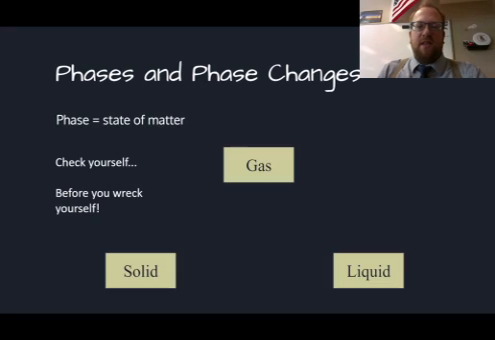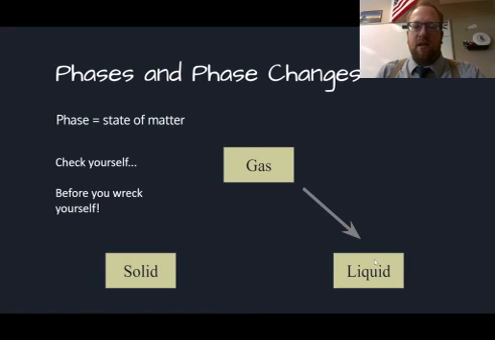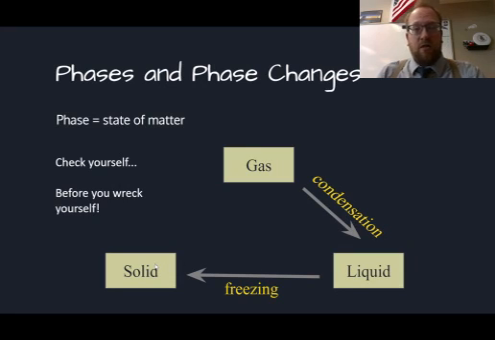So if we have our 3 states of matter, here we have gas and a solid and liquid. As we go from gas to a liquid, this process here is called condensation. That's what happens in a cloud. Right before it rains, you have condensation. As we go from a liquid to a solid, this is called freezing. Think about liquid water freezing to solid water, or what we call ice.